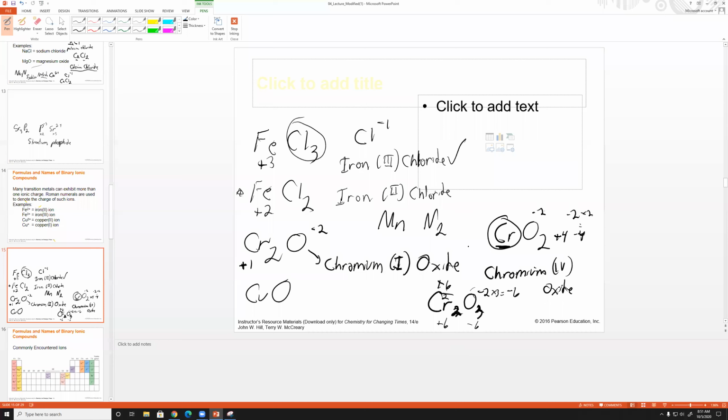Some of these ions can actually be +6. So to write your example down, CrO3, since 3 times -2 for the oxygen is -6. There's only one chromium. This chromium would have to be +6. You'd have chromium 6 oxide.